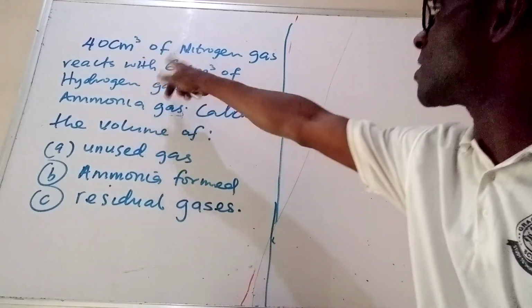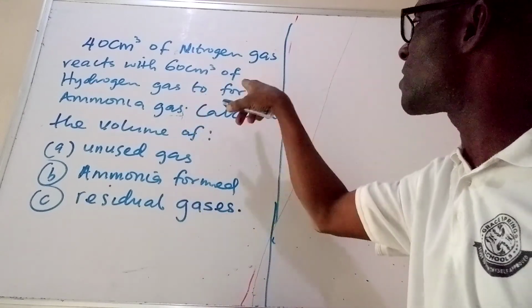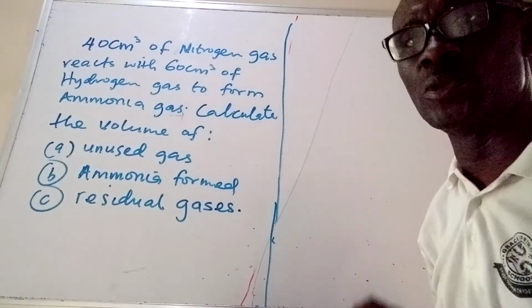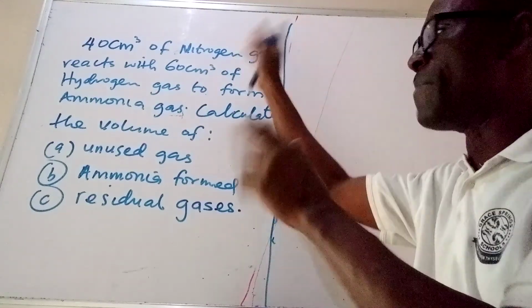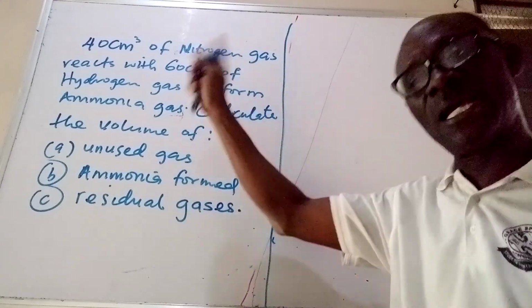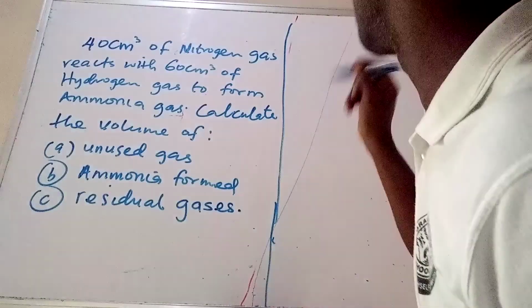We are given 40 cm cube of nitrogen gas. It reacts with 60 cm cube of hydrogen gas to form ammonia gas. So the first thing you need to do is to write a balanced equation of reaction between nitrogen and hydrogen that will give you ammonia. All right.